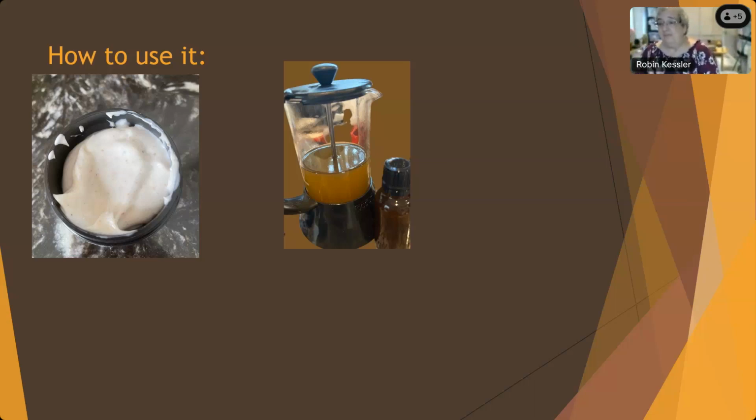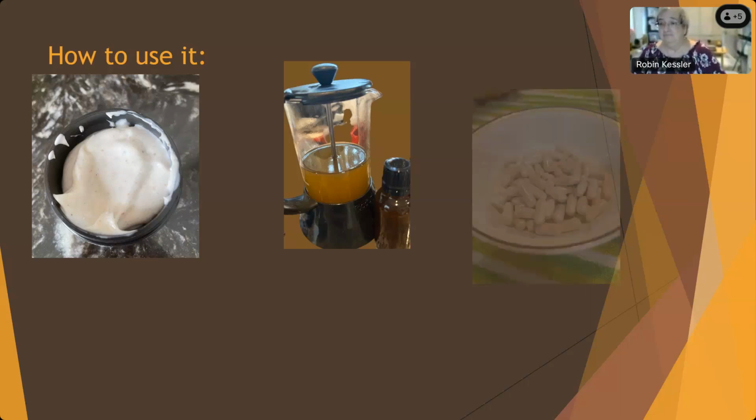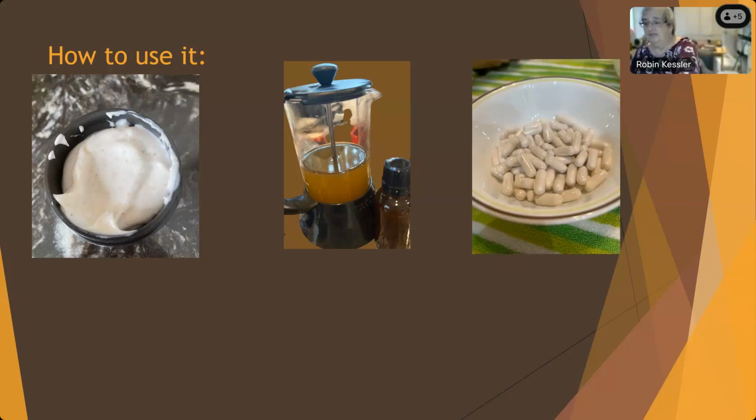It also can be used as a carrier oil for any of your essential oils, which definitely would make it stronger. Then you can also put it in capsules and you can ingest it.